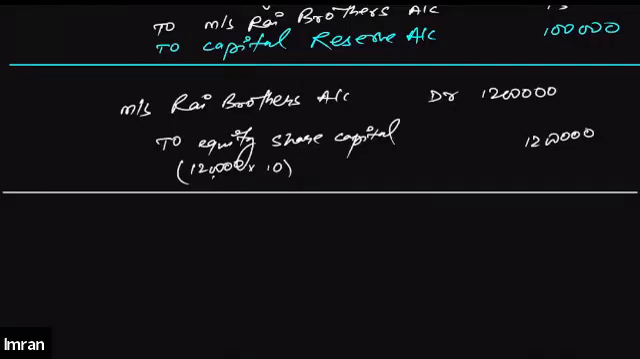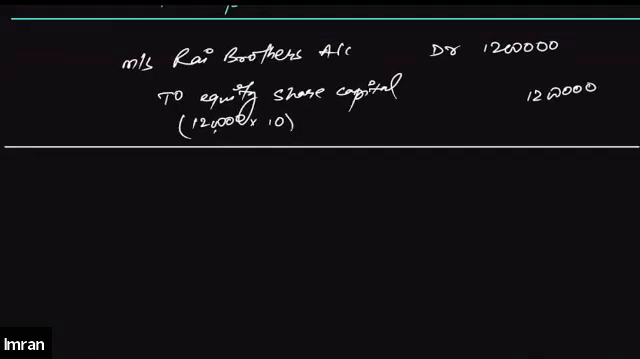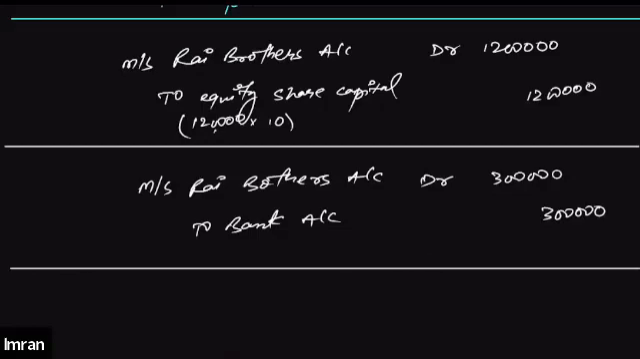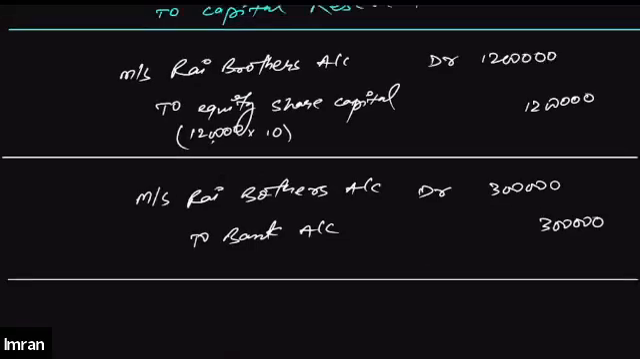All right. So this is the general entry for the payment being made to Rai Brothers by issuing equity shares. For the remaining 3 lakh, we will be making payment through check. So for that, the general entry will be Messrs. Rai Brothers account debit to bank account. This will be 3 lakh. This is the general entry for this question.